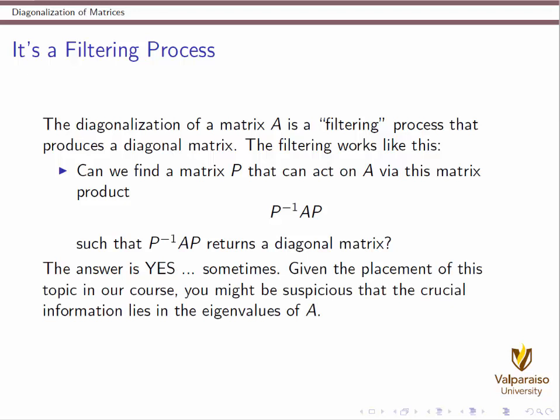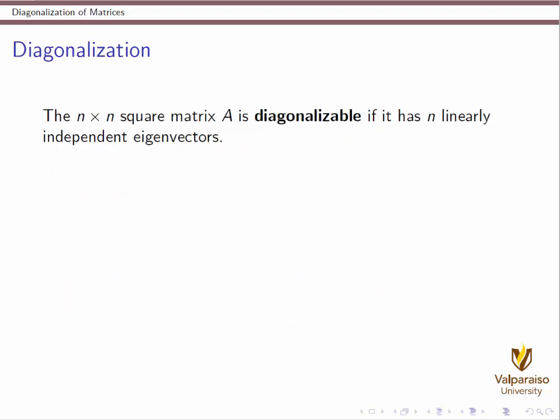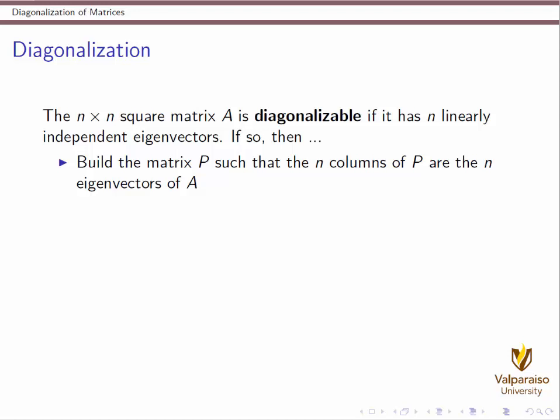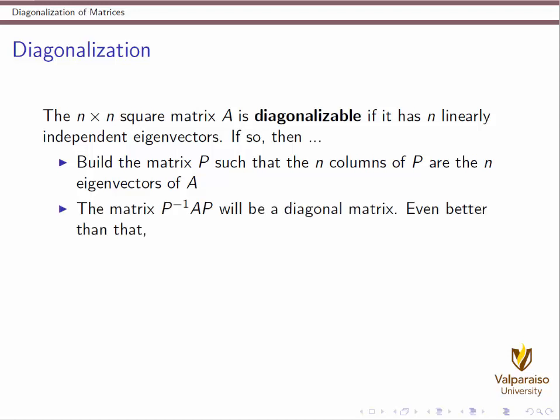Now, given that we're talking about distilling a matrix down to its essential information, you might be getting suspicious about something, and you should be. And here's the key. The square matrix A, which is n by n, will be diagonalizable if its n eigenvectors are all linearly independent. So here comes another topic back to haunt you. If it is, then those linearly independent eigenvectors of the matrix A will just become the columns of this matrix P that will do the trick.